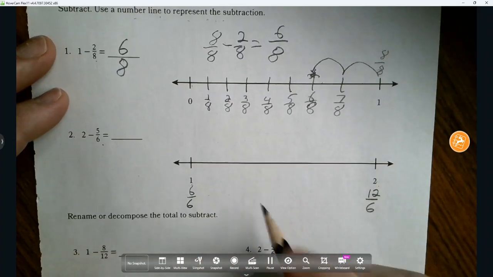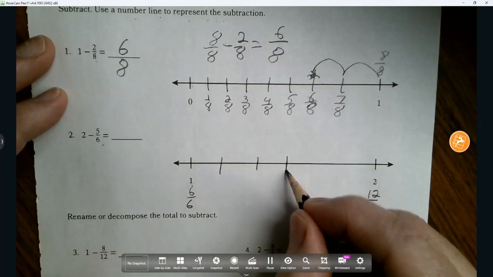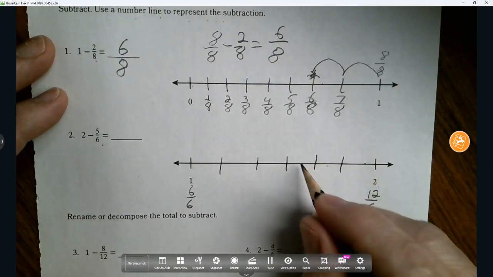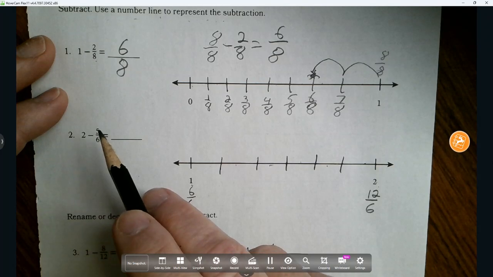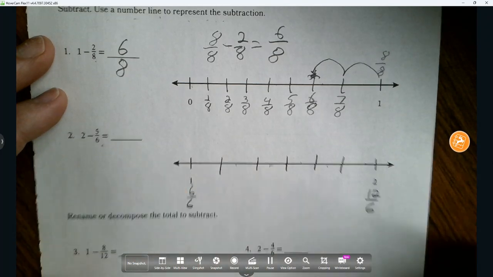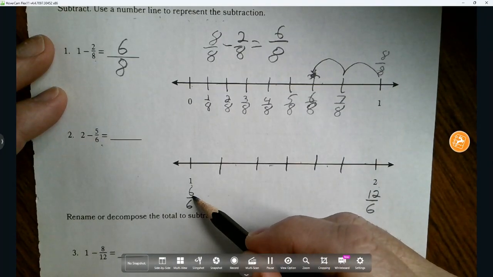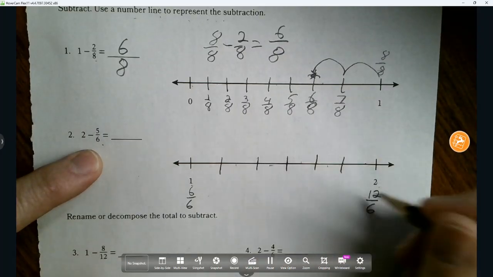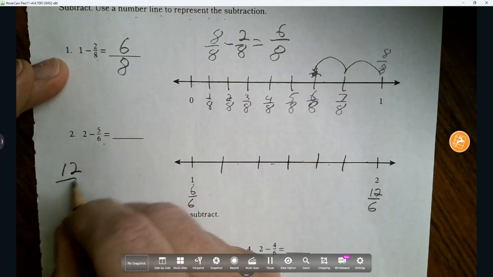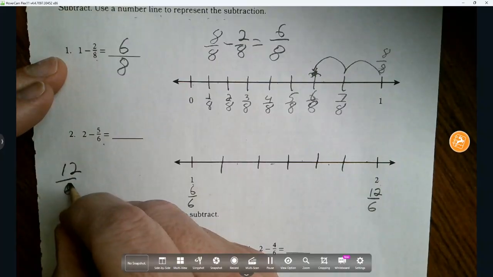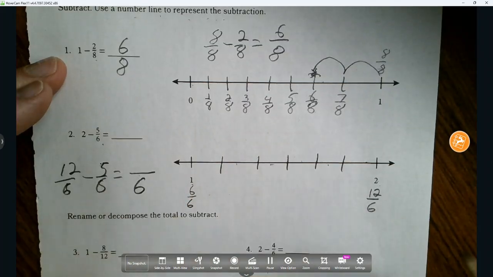So we need 6 spaces in here. So we have 1, 2, 3, 4, 5, 6 spaces. All right, so we're going to do 2 minus 5/6. Well, this one's kind of funky to say, but we're already at 1 here. So we're at 2 here, and we're going to go back. If we write out the subtraction for this one, it's going to be 12 over 6 minus 5 over 6 equals, and we know it's over 6.